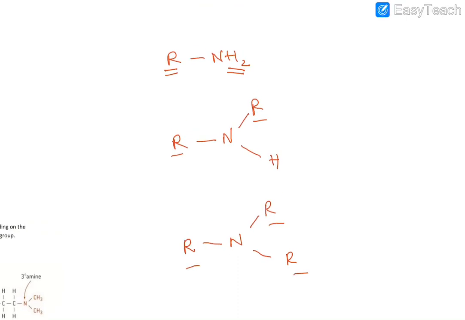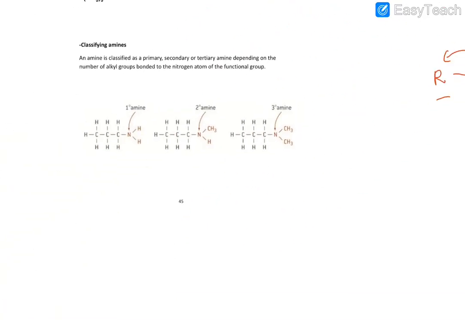So when you have the different substitution, you're going to have the different classification of amines: primary amine, secondary amine, and tertiary amine. Here the amine is attached to only 1 alkyl group, so it's a primary amine; attached to 2 alkyl groups, a secondary amine; attached to 3 alkyl groups, a tertiary amine. This is what you see here. Primary amine attached to only 1 carbon, secondary amine attached to 2 carbons, and tertiary amine attached to 3 carbons.